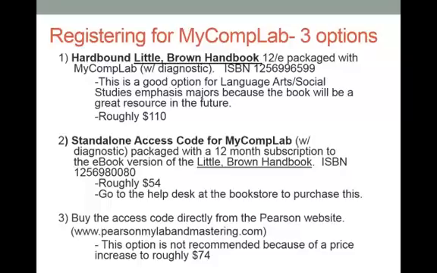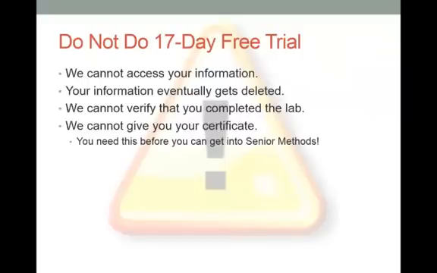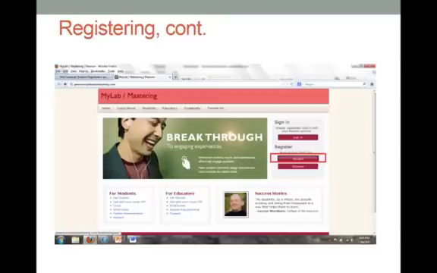Your third option is one that we do not recommend because you pay more than what you would pay at the bookstore. You can buy the access code directly from the Pearson website, www.pearsonmylabandmastering.com. This option costs about $74. Pearson offers a 17-day trial for MyCompLab. Once the 17 days are up, we cannot access your information or verify that you completed the lab. Because of these reasons, this is not an option.